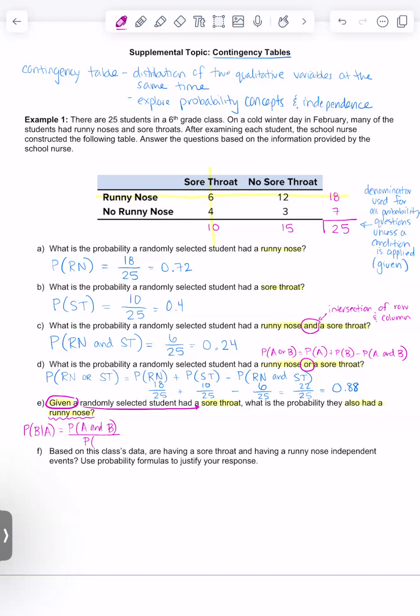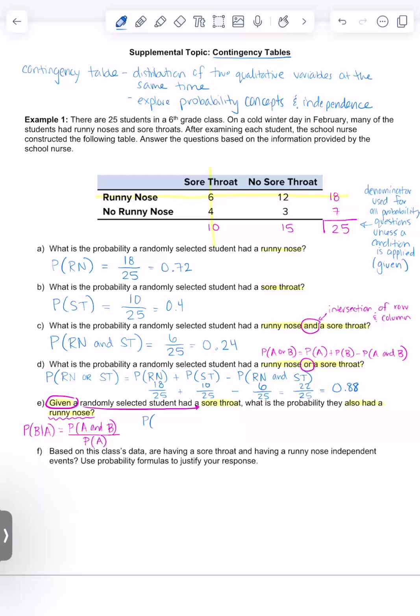But in the denominator, we're dividing by the probability of the condition, which is the thing that already happened. So for us, that comes after the word given. So remember, this reads B given A. So let's go ahead and be careful.